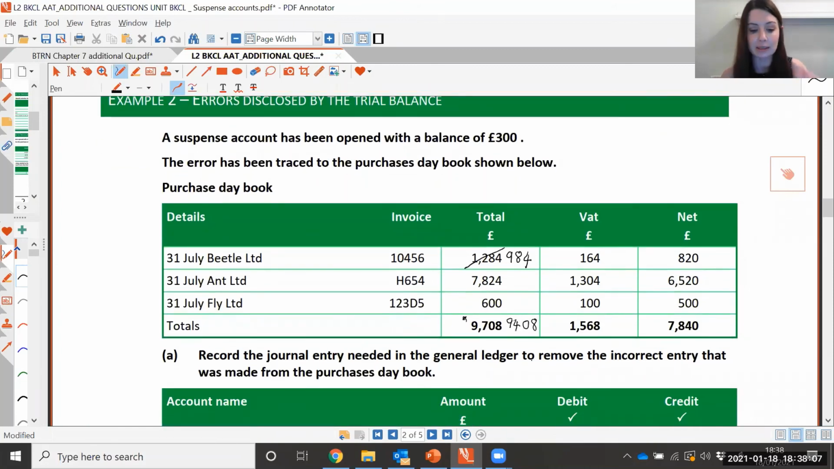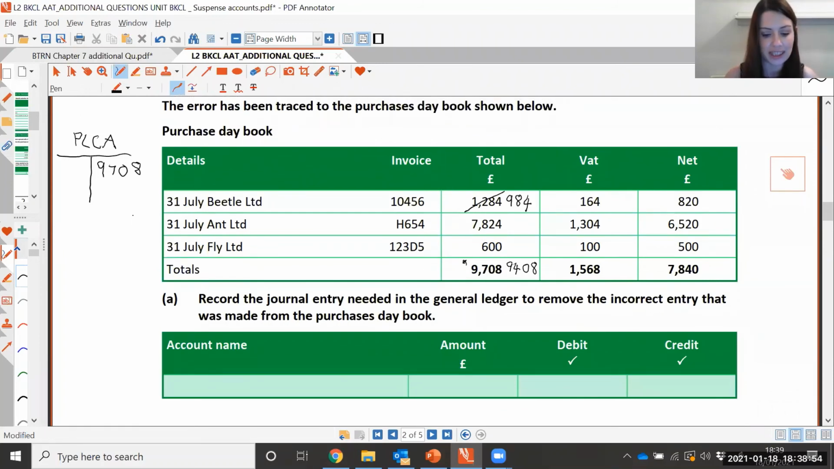So this is the purchases daybook. The entry, that 9,708, will have been entered into the purchase ledger control account. We draw a little T account. So this is where we draw out what did actually happen. Purchase ledger control account, credit. Purchases are entered on the credit side of the account. It's a liability account, and the purchases will increase the liability, so it's credit. So they will have been entered, 9,708 on the credit side.